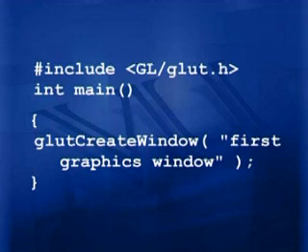Then our main function starts, int main, and in the body of main we have written one statement that says glutCreateWindow. parentheses में हम double quotes के अंदर एक character string लिखते हैं. Over here you can see first graphics window. So that's a parameter that is passed to this GLUT function.